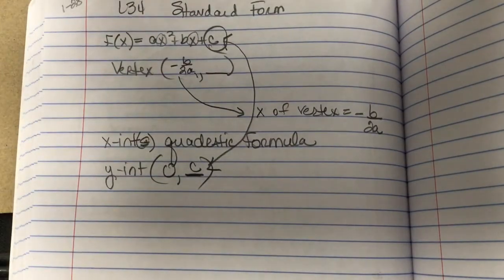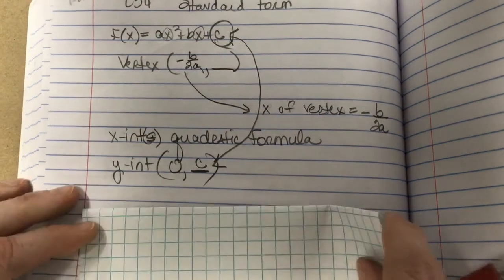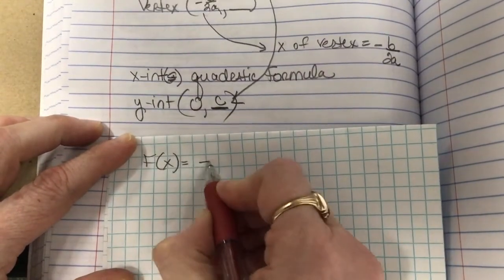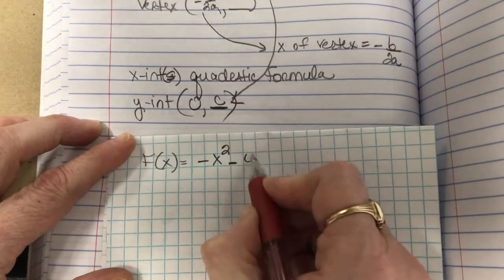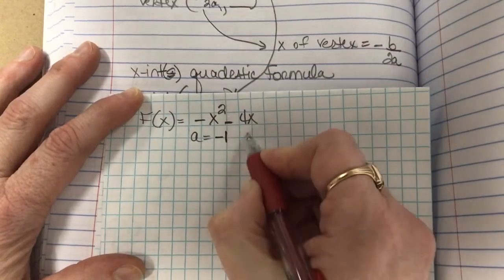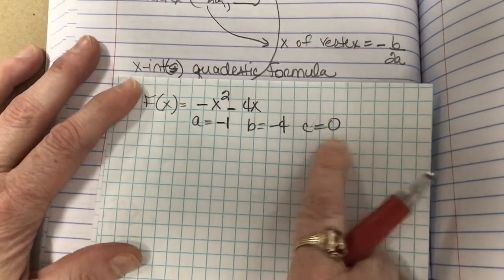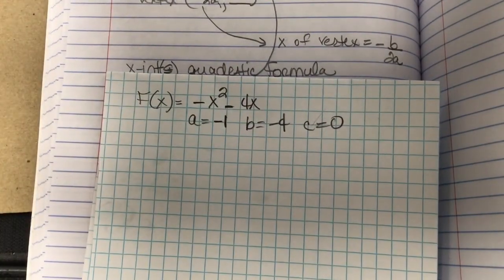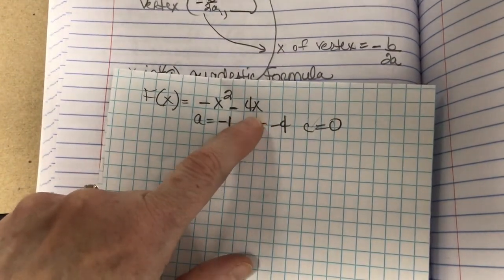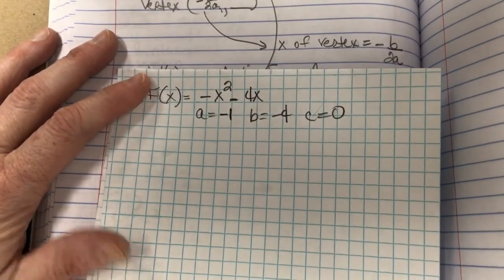On the ACT, you don't want to have to depend on graphing it every time because it's just a time thing. So let's do f of x equals negative x squared minus 4x. Okay, and I'm going to write it: A is negative 1, B is negative 4, and C is 0. Now remember, that's one you have to be careful with because B is the coefficient of your x and C is your constant. So if it's just minus 4 as opposed to minus 4x, you have to know which one's B and which one's C.